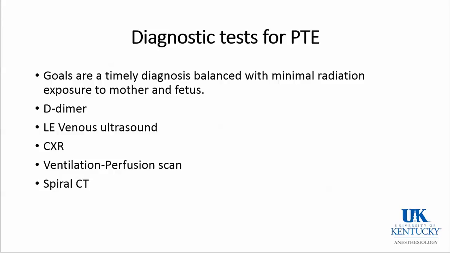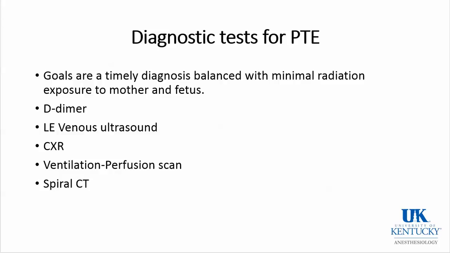If it's normal, a PTE can be excluded. However, if there is a high clinical suspicion of pulmonary thromboembolism and the VQ scan indicates a high probability, then no more tests are really needed, and the diagnosis of PTE is made and anticoagulation therapy is begun. And then finally, the gold standard, of course, is your spiral CT. This is done in the pregnant population if there is a high clinical suspicion and the VQ scan is indeterminate. It's extremely sensitive and specific.